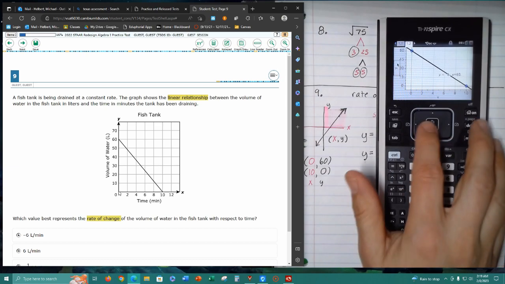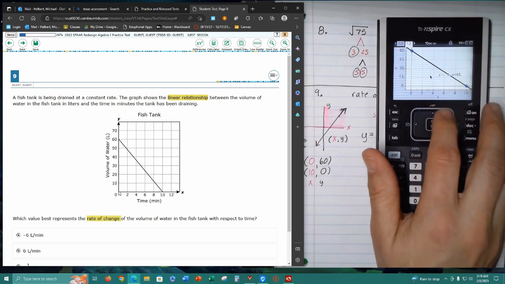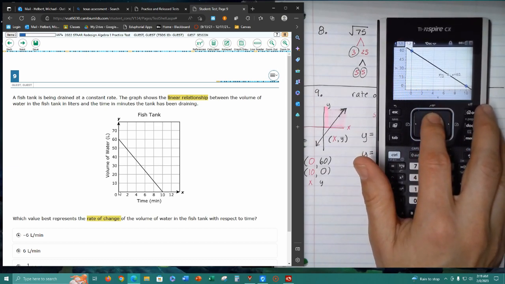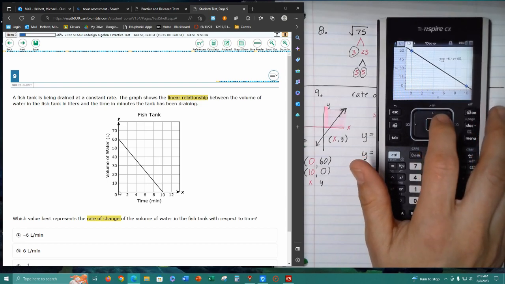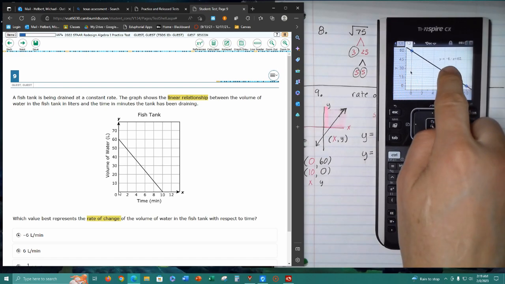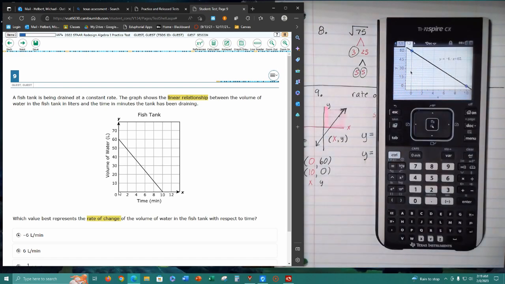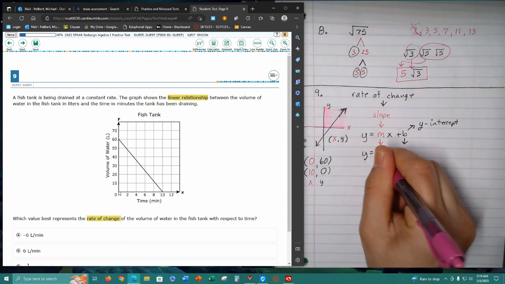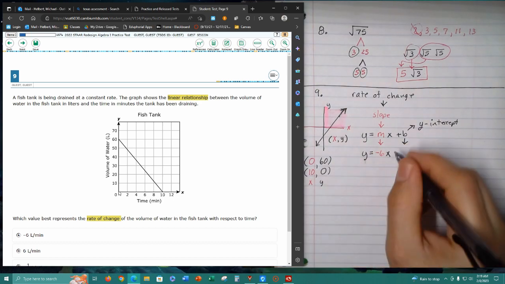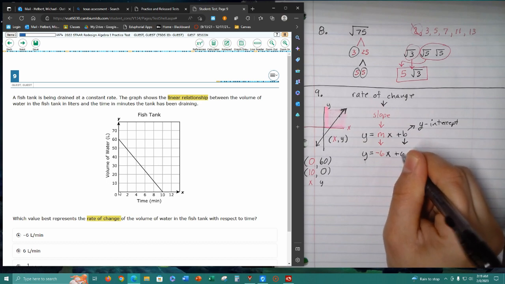And there's my equation. I am going to move it because it sits on that line. It makes it a little bit hard to see. So let me go ahead and move it up here real quick. Click OK. And notice it's y equals negative 6x plus 60. So I'm going to write that down real quick. So y equals negative 6x plus 60.